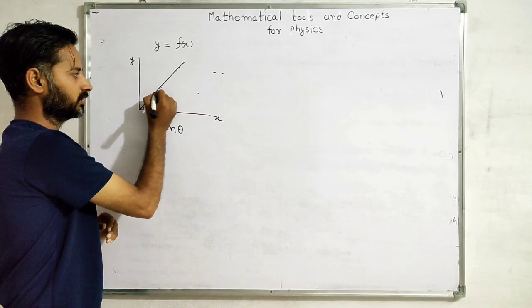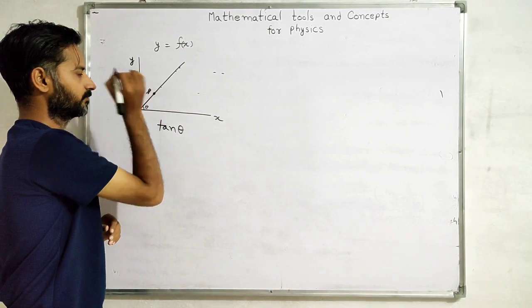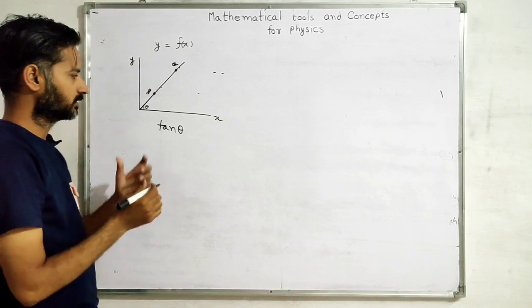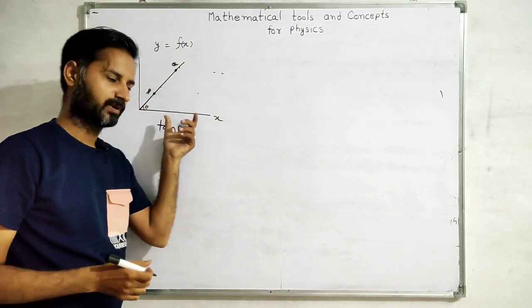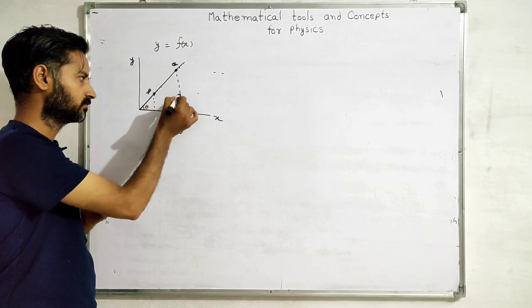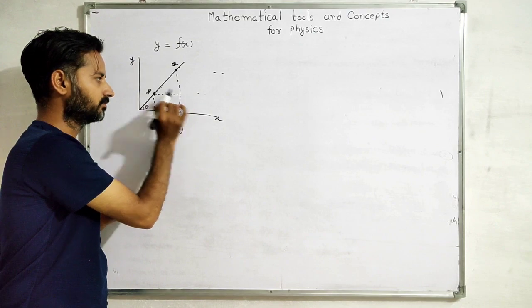For getting the value of tan theta, we take any 2 points on that line. Let us choose one point, say P, and here we choose a second point Q. Now drop a perpendicular on the x-axis, and drop a perpendicular from P.